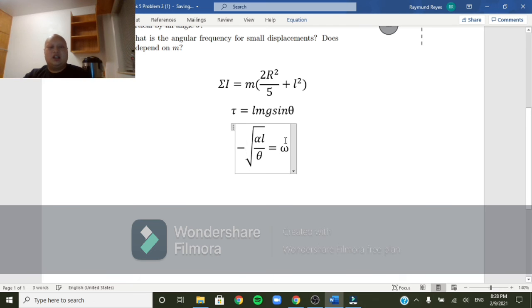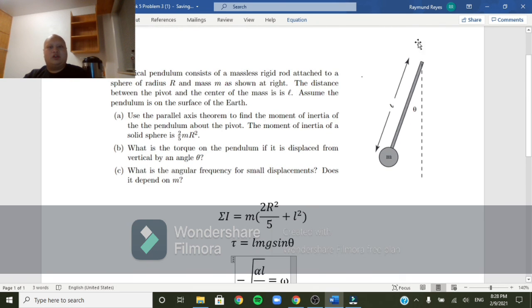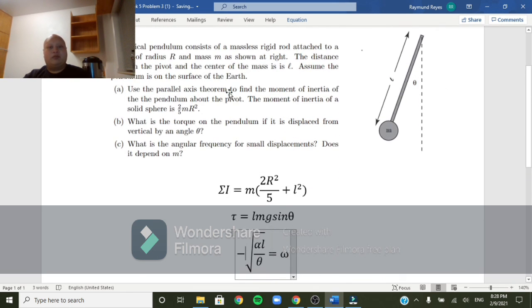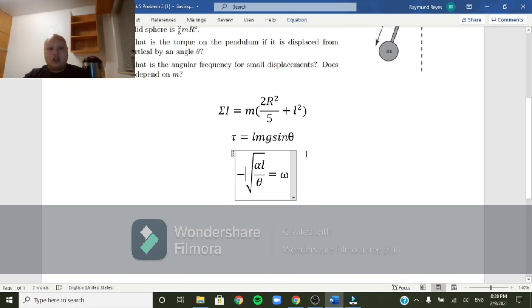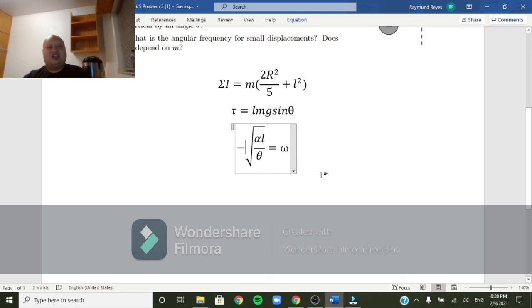So this is the negative square root of acceleration times length divided by theta, or the angle that the pendulum is dangling from its displacement, and that's equal to the frequency. As you can see, I don't see mass anywhere. So the angular frequency does not depend on m. There's probably easier ways to do this, but that's how I did it.